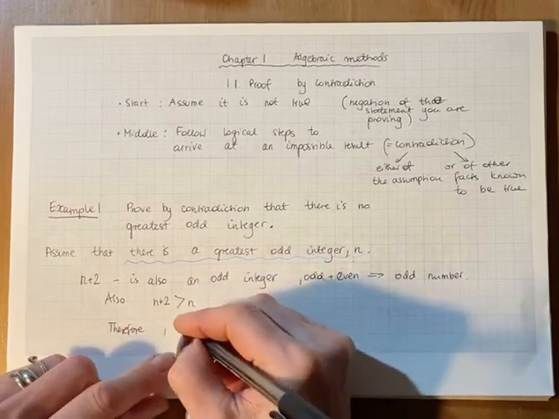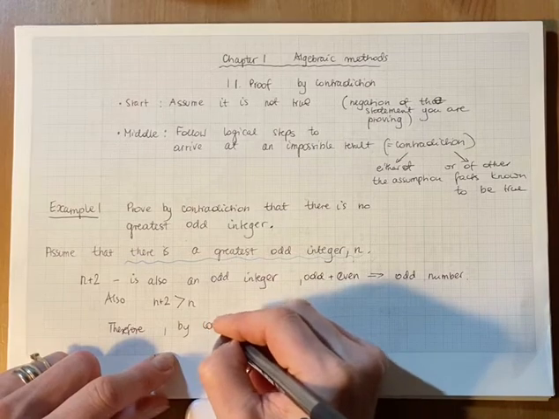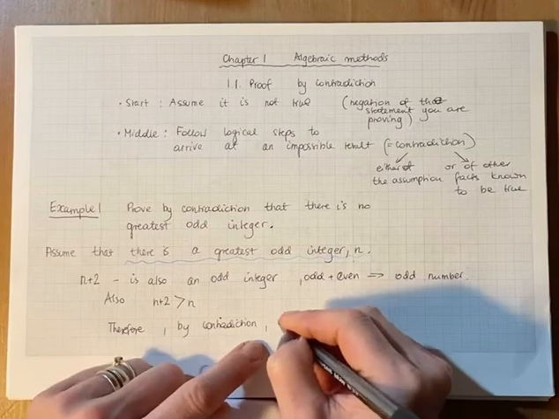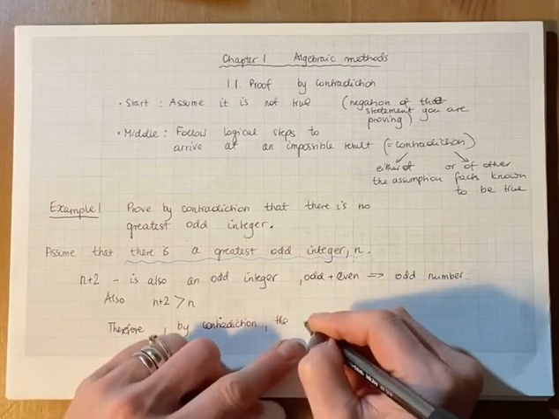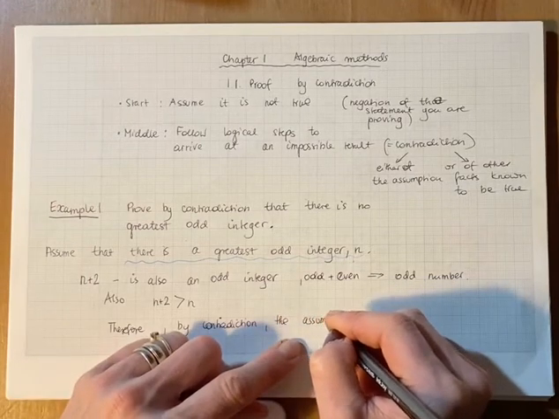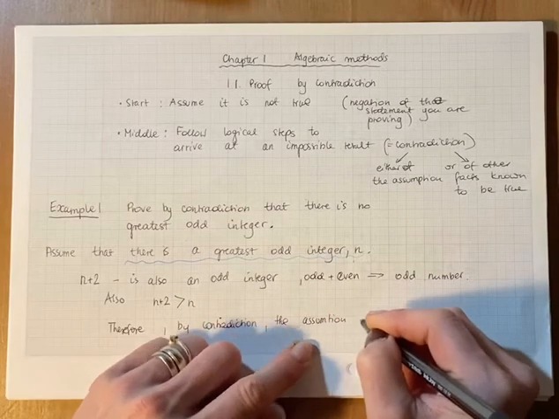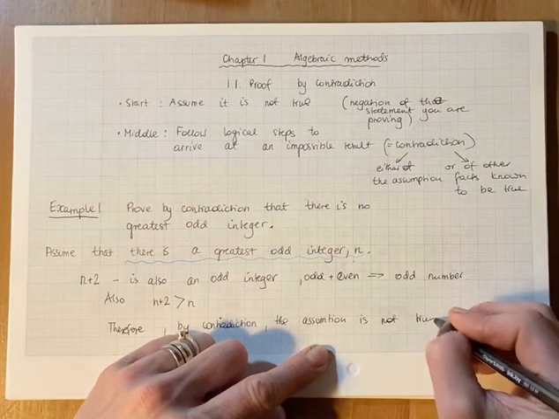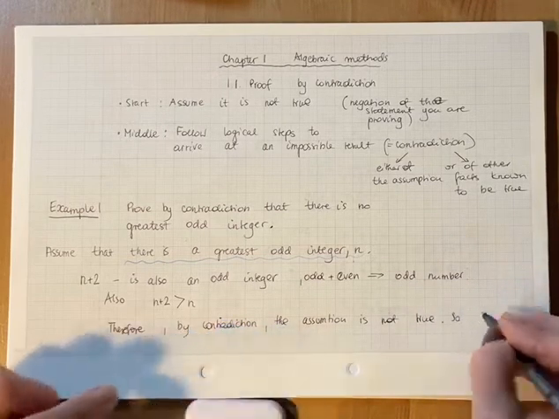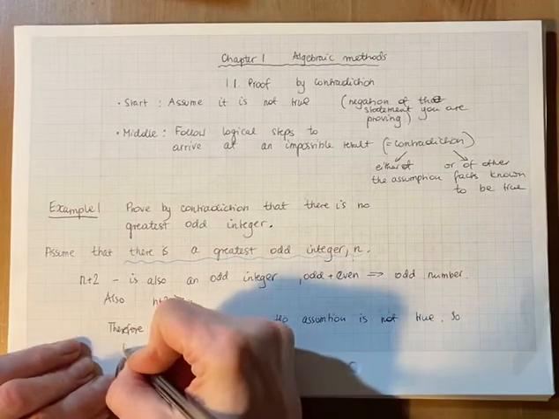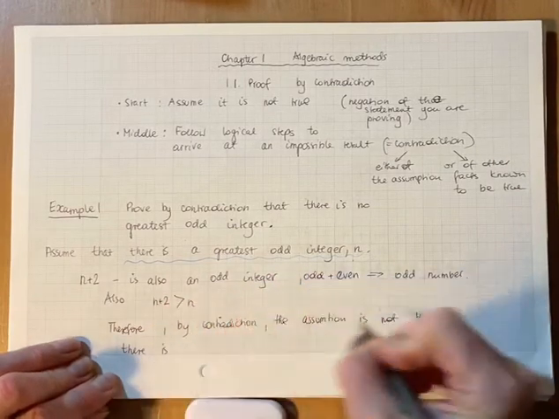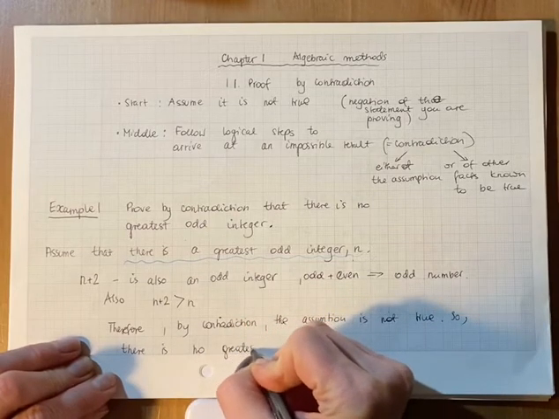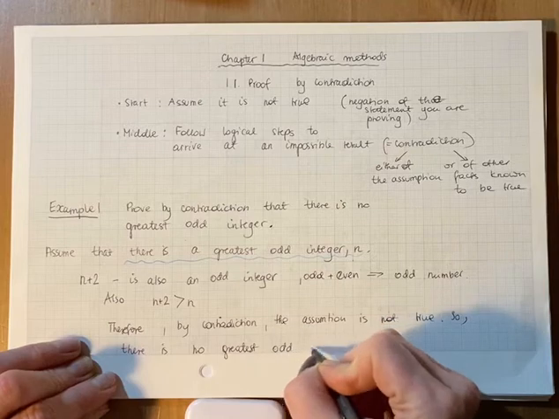Therefore, by contradiction, the assumption is not true, so there is no greatest odd integer.